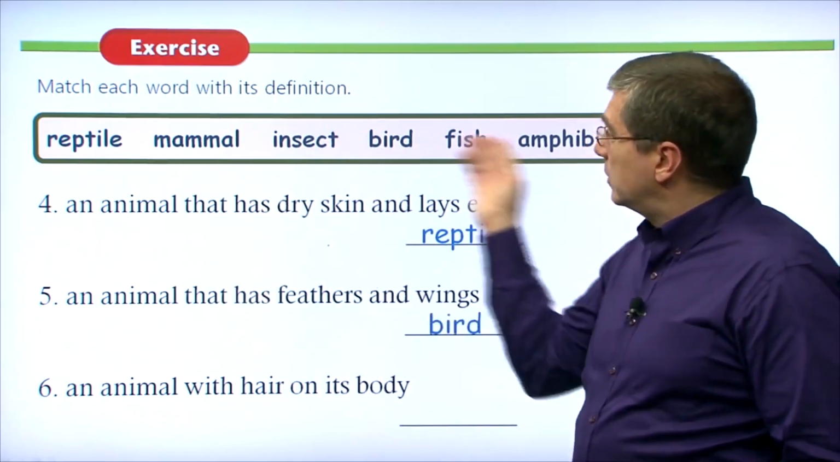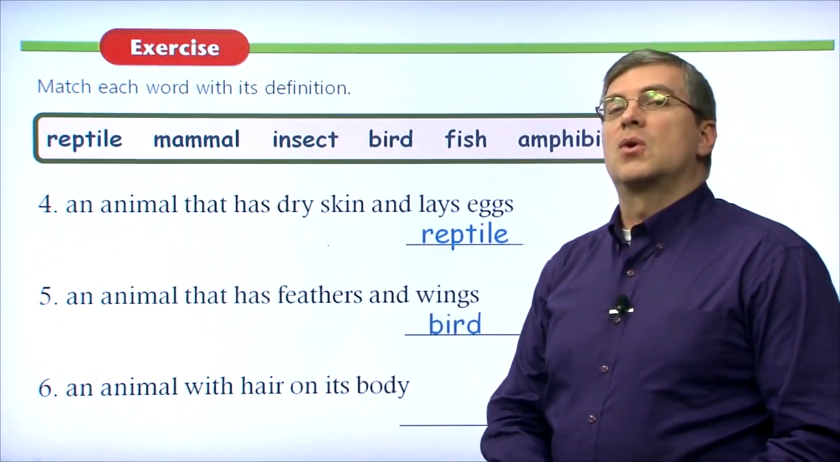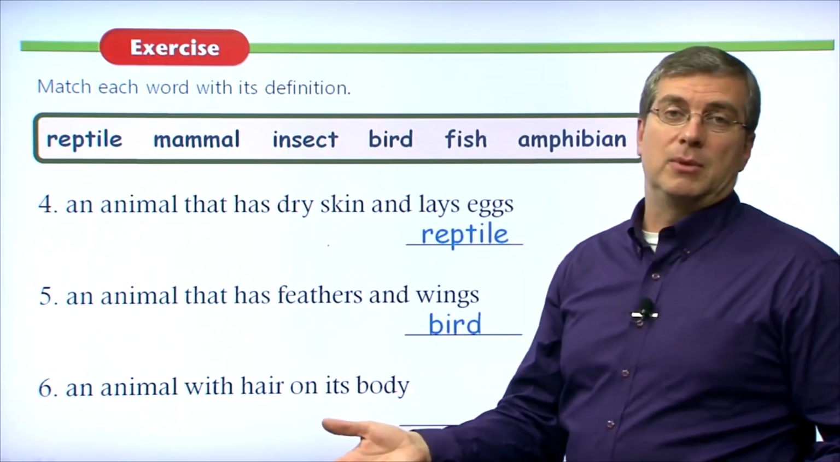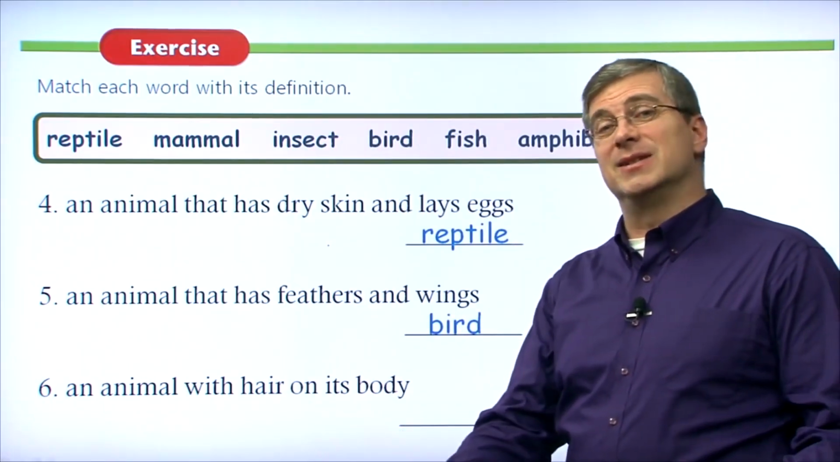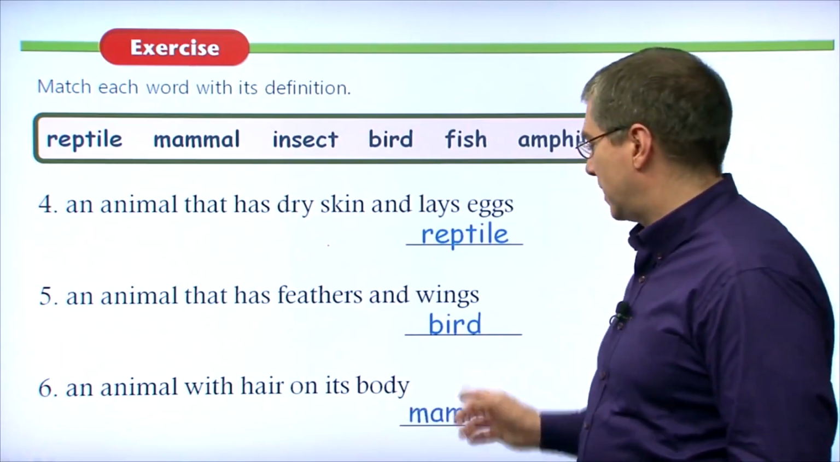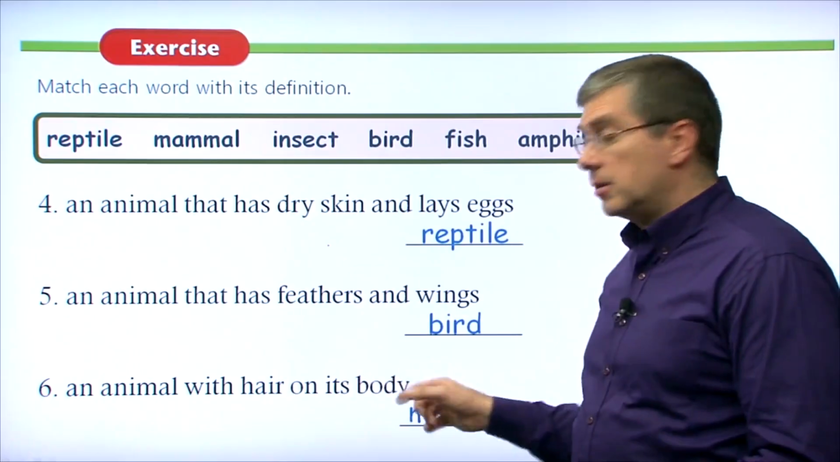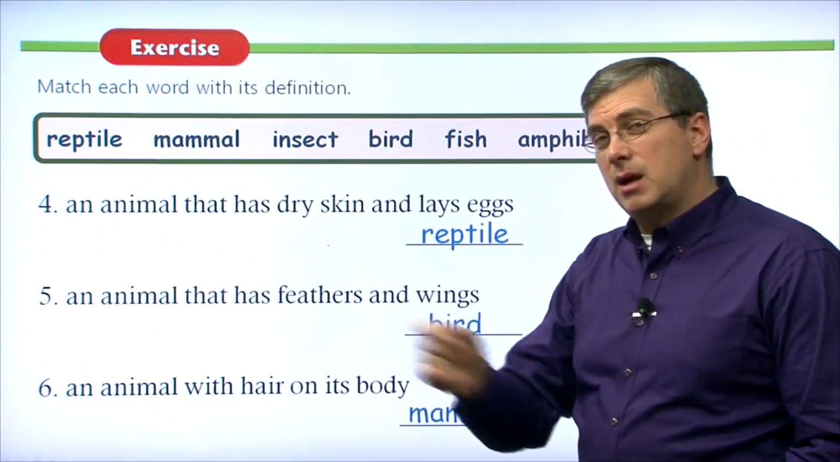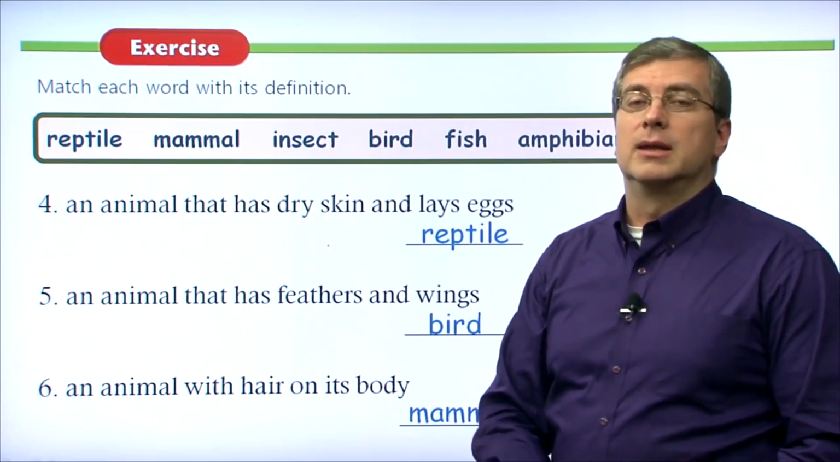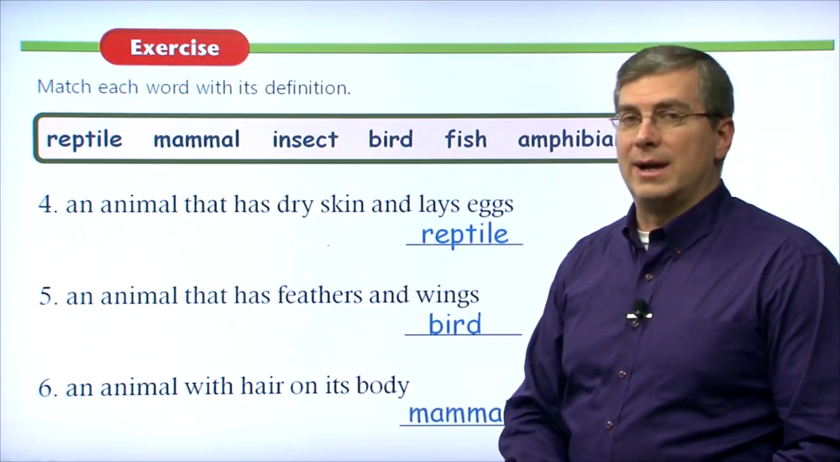Okay, finally, we have number 6, an animal with hair on its body. So which of these animals have hair on their bodies? Of course, mammals. We are mammals. Bears are mammals. Dogs are mammals. Kittens are mammals. They all have hair on their bodies, so they are mammals. And the other, do you remember the other point about a mammal? A mammal gives birth to live young. The young can start moving around right away.